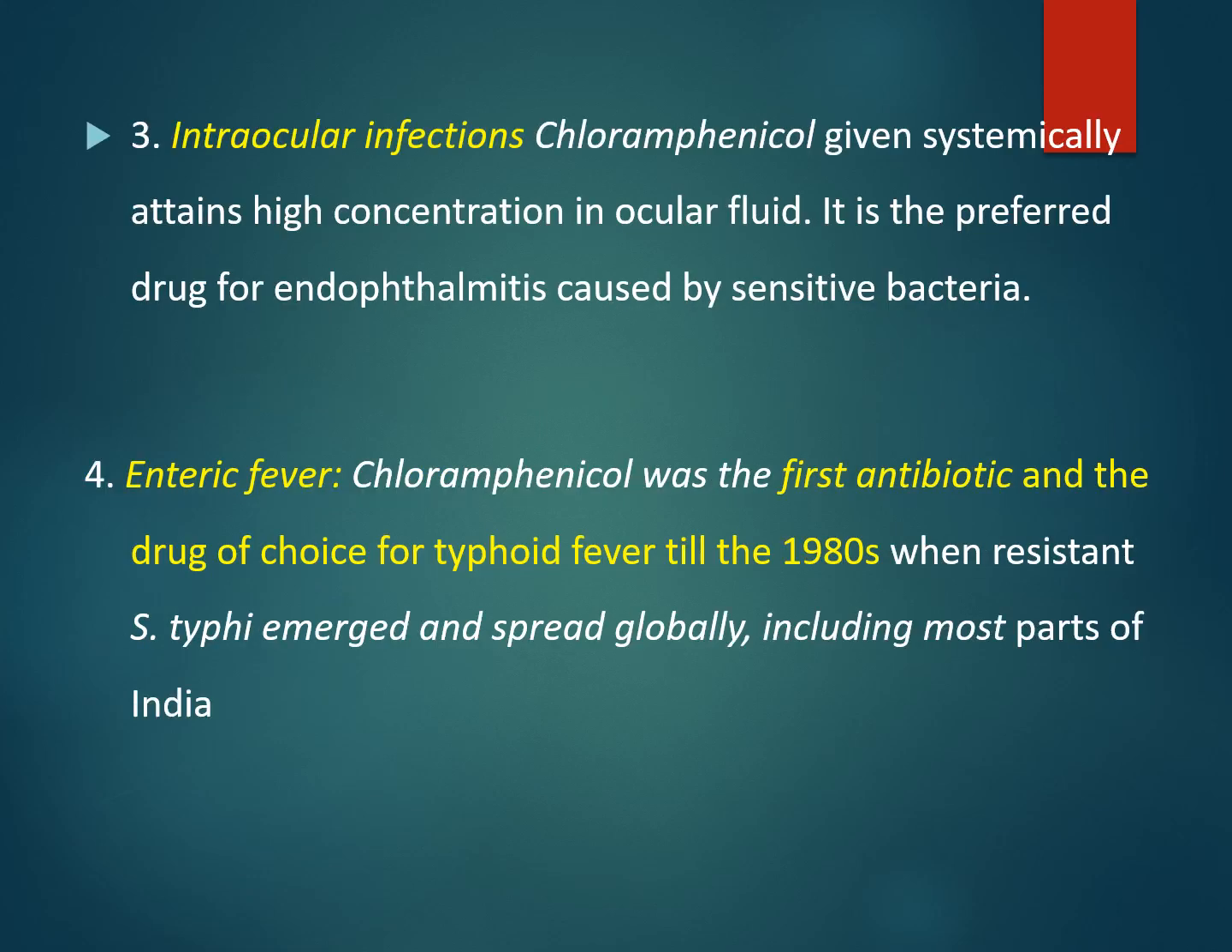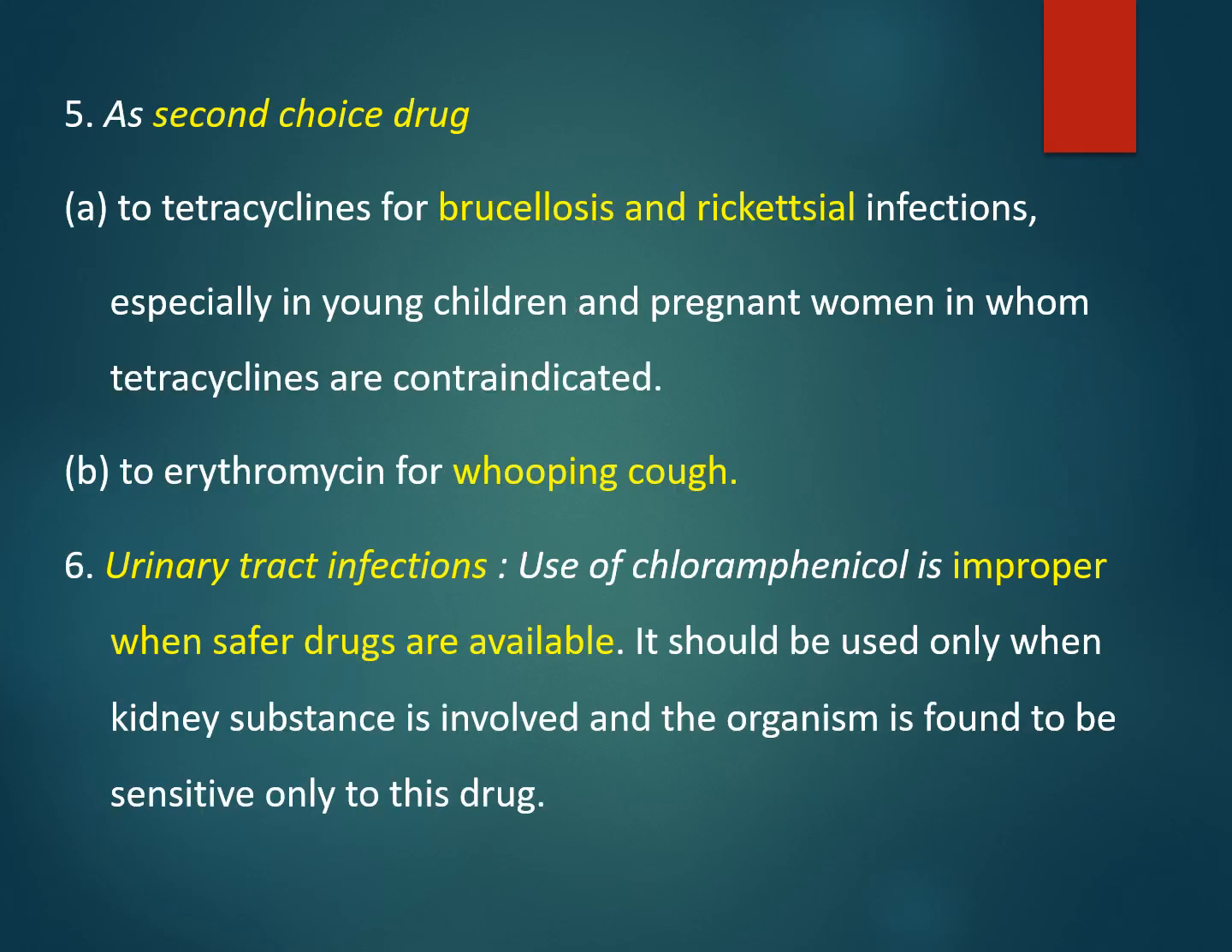Then intraocular infection: chloramphenicol given systemically attains higher concentration in ocular fluid, so it is preferred in endophthalmitis caused by sensitive bacteria. Enteric fever: till the 1980s, chloramphenicol was the first line of choice, but now quinolones and cephalosporins are more commonly used. As a second choice, an alternative to tetracycline for brucellosis and rickettsial infections, especially in younger children and pregnant women, where tetracyclines are contraindicated.